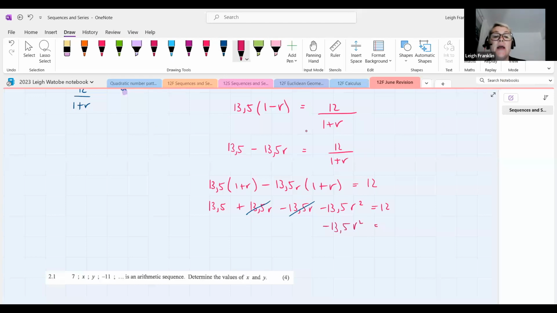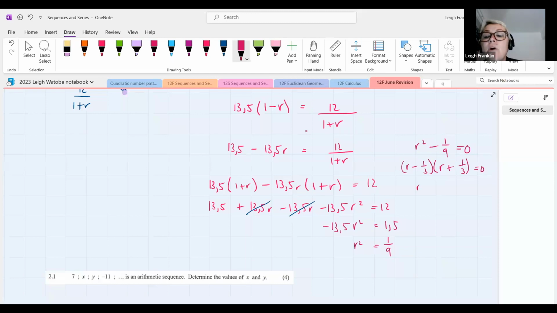And then when you took this over to the other side, you'd end up with your 1.5. When you divide both sides by negative 13.5, you'd end up with R squared is equal to 1 over 9. You can also collect both terms on one side, and then you'd end up with R squared minus 1 over 9 equals 0. That's also okay. So the next step now would be to factorize if you did it this way. So this would be R minus 1 over 3, R plus 1 over 3 equals 0.